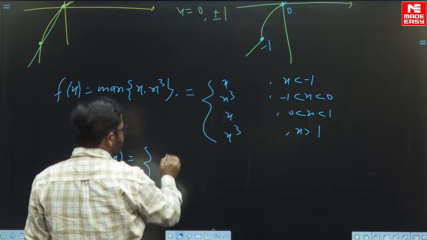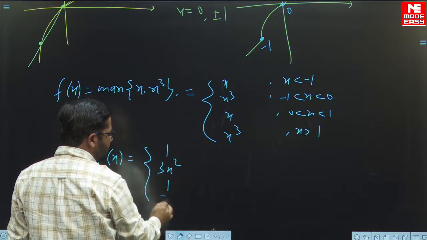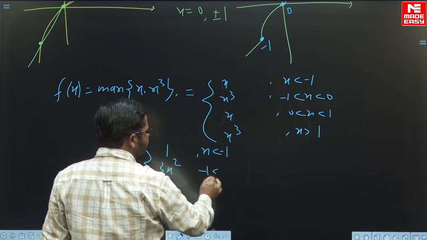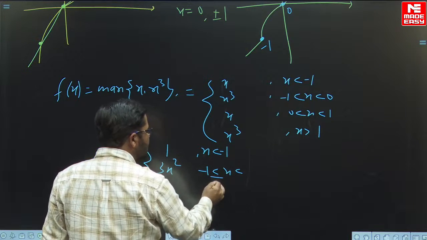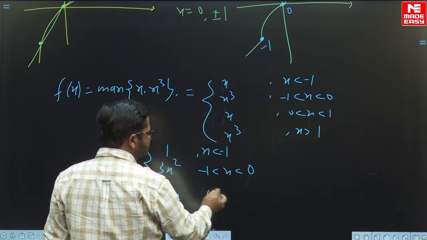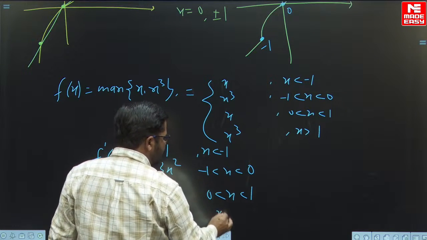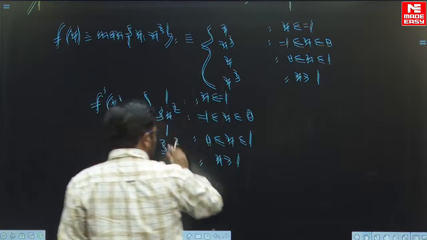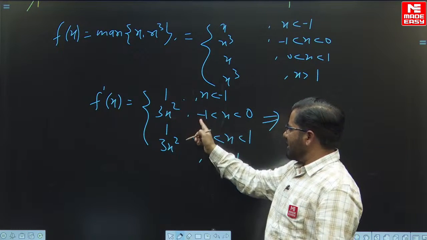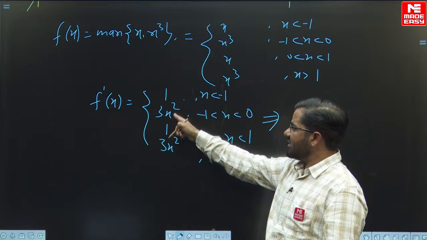बेटा अगर आपके पास f(x) है तो f dash x forcefully differentiate कर दो, f dash x is 1, 3x square, 1 और 3x square, कब x is less than -1, -1 से 0, -1 to 0, 0 to 1, और फिर x is greater than 1.